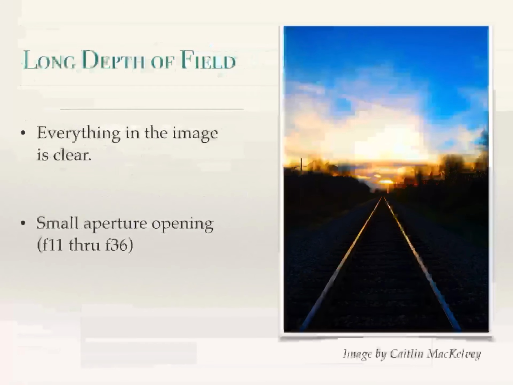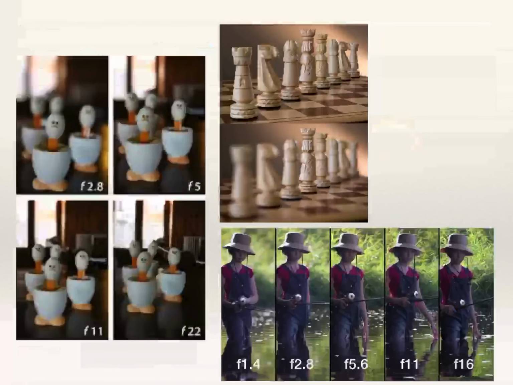The opposite of that is a long depth of field, where everything in the picture is clear. Foreground, middle ground, background, everything is in focus, nothing is fuzzy. And to get that, you need a small aperture opening, which is an f11 through a 36.